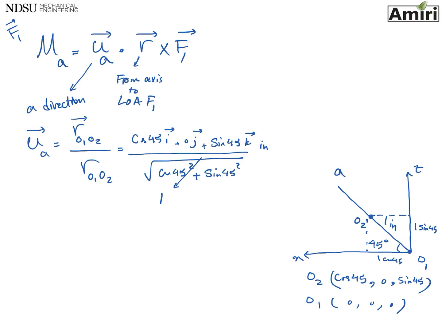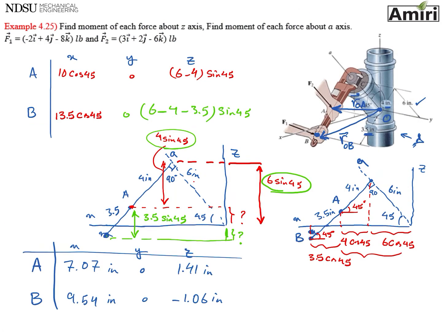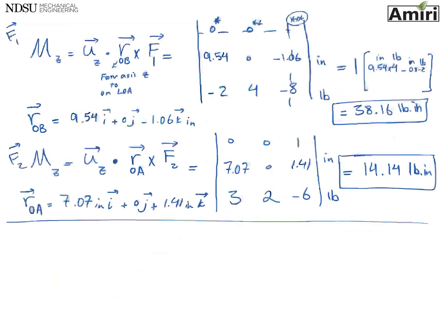So what I get for the unit vector is cosine 45 i plus 0j plus sine 45 k. That is the tricky part about this problem. Otherwise, the rest is the same. The position vector goes from the axis to the line of action of F1. My point O is located on my axis, so I can still use the same position vectors OB and OA for each of those.